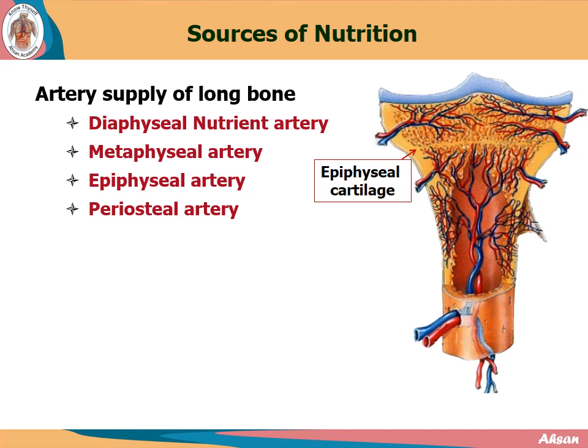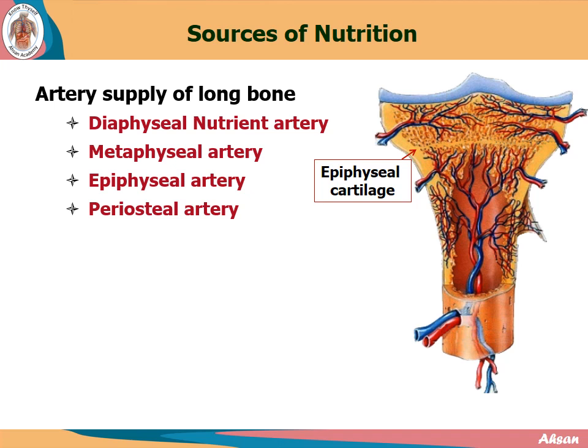The periosteum covers the bone and has a very vascular middle layer that also supplies nutrition to the bone. These are called periosteal arteries. So a growing long bone has all these four types of artery. The diaphyseal artery is usually one in number, but the rest may be multiple.